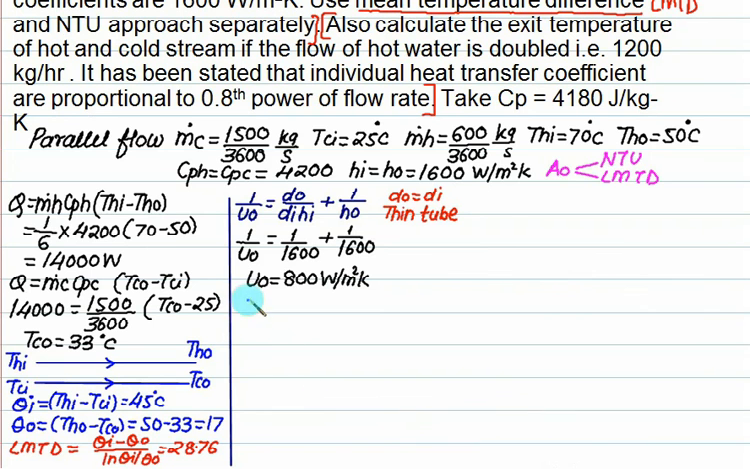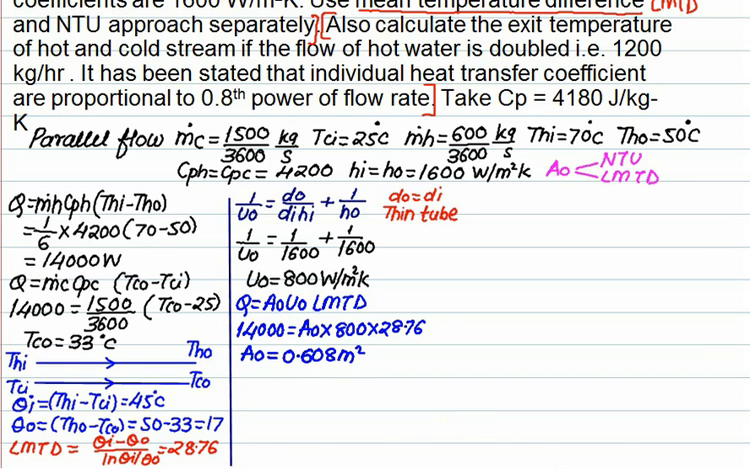Q equals A0 U0 into LMTD. A0 we want to calculate. U0 is 800 and LMTD is 28.76. We got the area by the LMTD approach. Now we have to repeat this procedure by the NTU approach. Now we will go for the NTU approach.